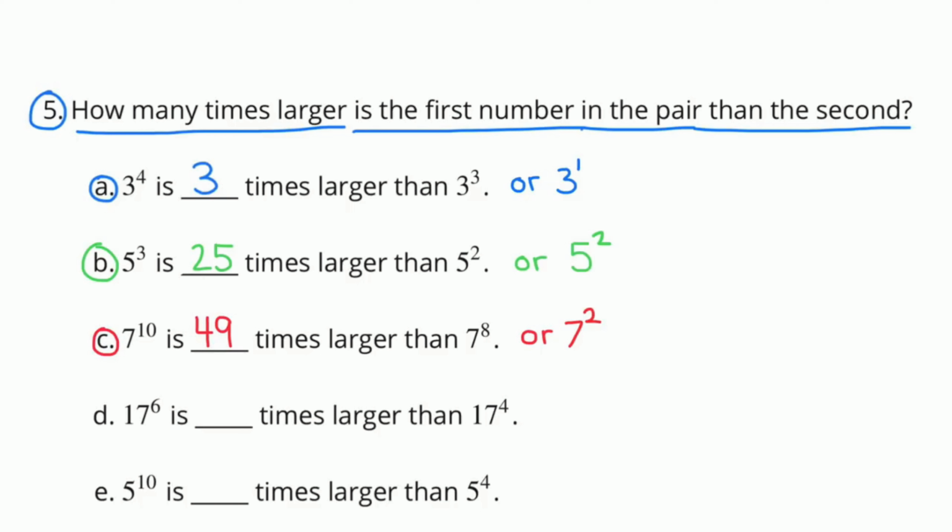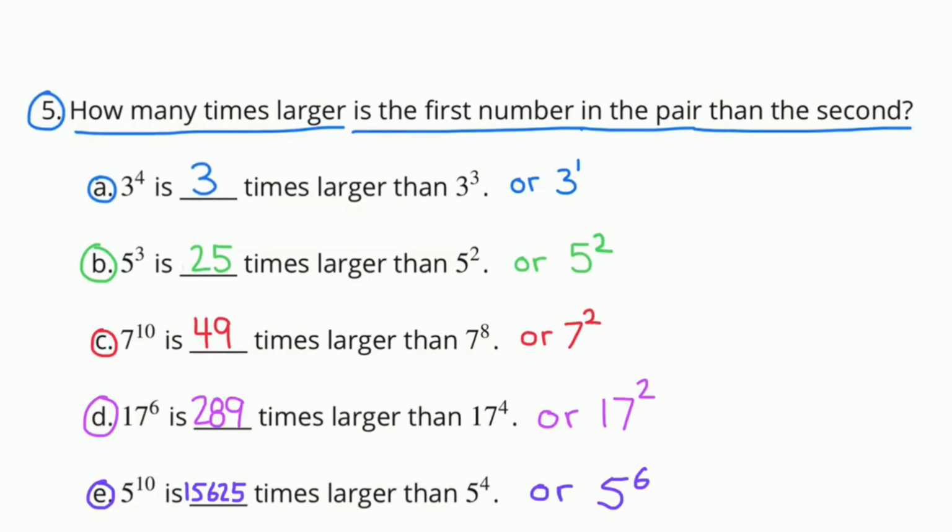C. 7 to the 10th power is how many times larger than 7 to the 8th power? 7 to the 10th power is 49, or 7 to the second power, times larger than 7 to the 8th power. D. 17 to the power of 6 is how many times larger than 17 to the power of 4? 17 to the power of 6 is 289 times larger than 17 to the power of 4. 17 to the power of 6 is also 17 to the power of 2 times larger than 17 to the power of 4.